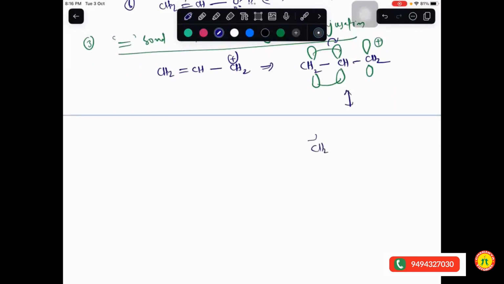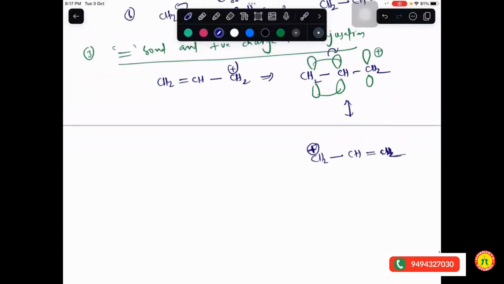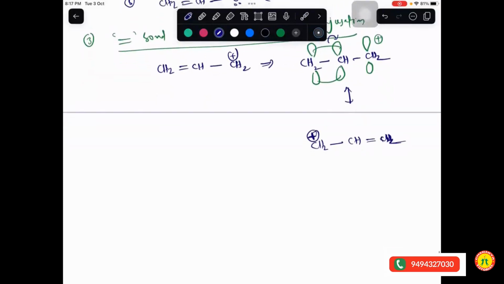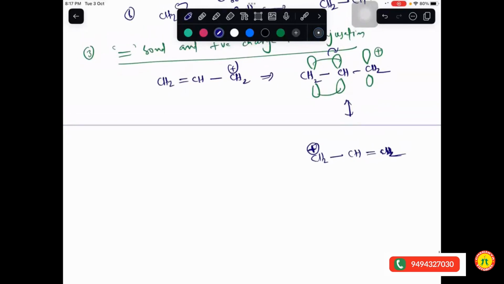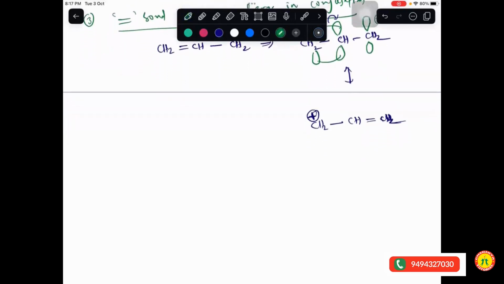Here CH2 minus, plus is there. So what is the CH double bond here? CH2 is forming. Got it? These two are forming. Whenever there is a double bond and a positive charge in conjugation, the resonance effect is observed. So the final one is the fourth one: my negative charge in conjugation. Negative charge conjugated with double bond, okay? Negative charge and double bond.